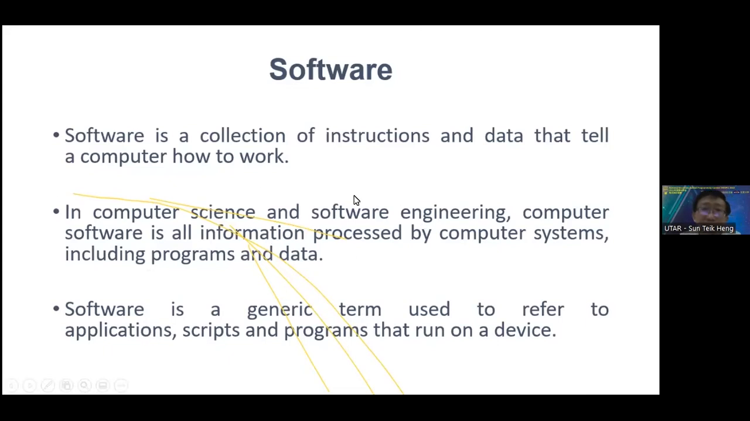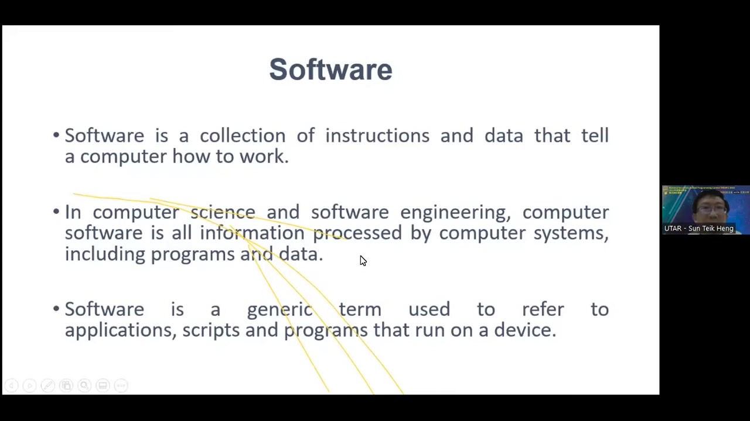Then you can also have software such as games. You can install game programs into your computer so that you are able to play games. So there are different types of software. Basically, software is a collection of instructions and data that will tell the computer how to work. In computer science and software engineering, computer software is all information processed by a computer system, which includes your programs and data. So your programs and the data, these are your software.